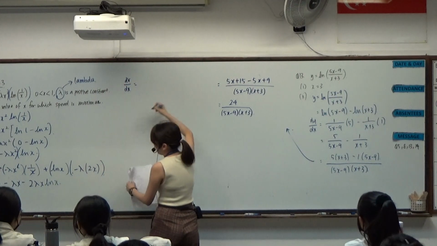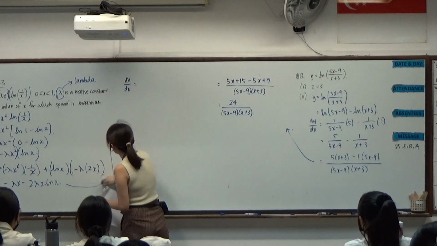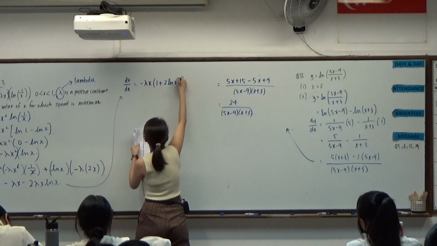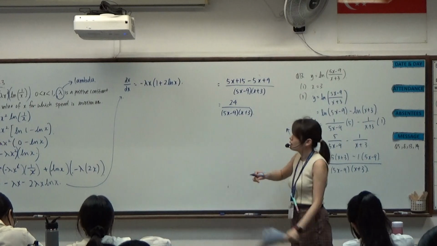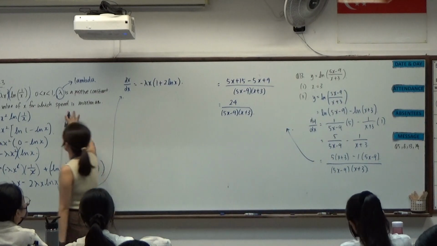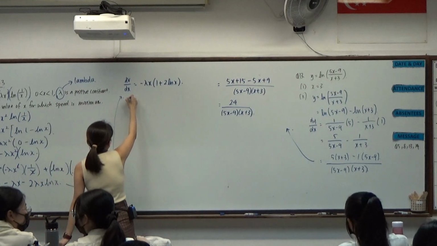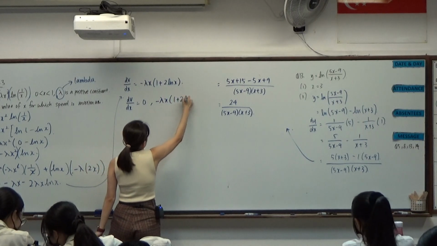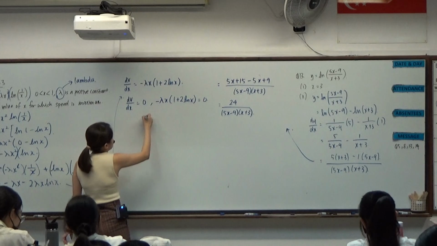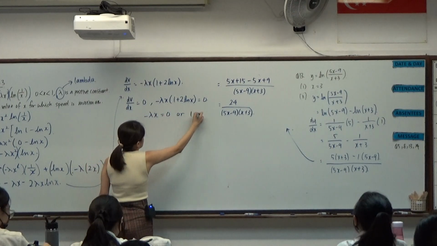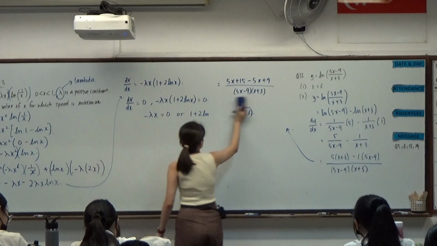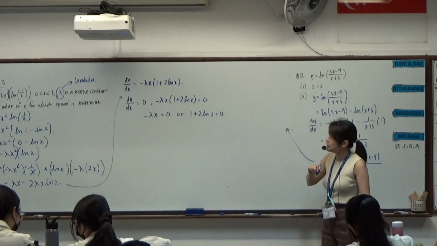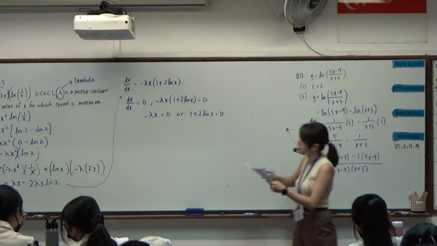What you could do, if you like to, is simplify this further by factorizing, so that we get this. Because in order for us to find the value of x for which the speed is maximum, that means your dv over dx is equal to 0. And we're getting this to be equal to 0. So it's either negative lambda x equals 0 or 1 plus 2 ln x equals 0.